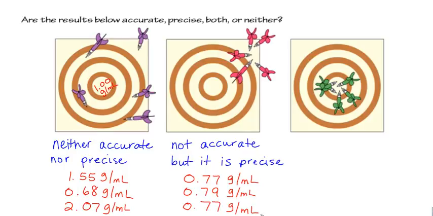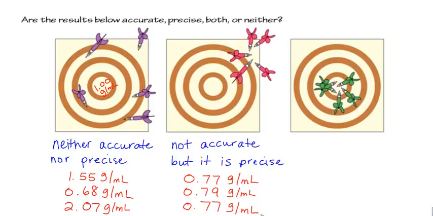So again, maybe each time they didn't have the proper mass. Oh, we forgot to zero the balance. Or maybe each time they didn't read their graduated cylinder properly. But they made the same mistake with every trial because their data is very similar, very reproducible. It's precise.